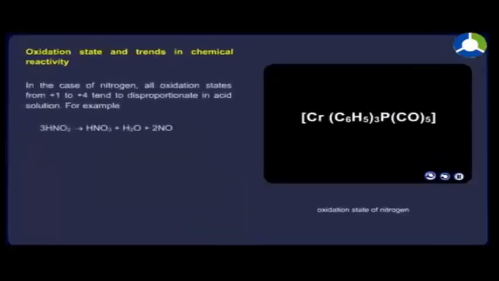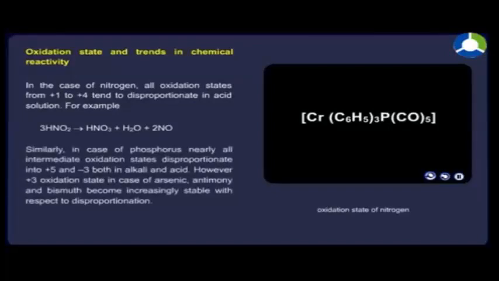In the case of nitrogen, all oxidation states from +1 to +4 tend to disproportionate in acid solution. For example, 3HNO2 gives HNO3, H2O and 2NO. Similarly, in case of phosphorus, nearly all intermediate oxidation states disproportionate into +5 and -3 both in alkali and acid. However, +3 oxidation state in case of arsenic, antimony and bismuth become increasingly stable with respect to disproportionation.